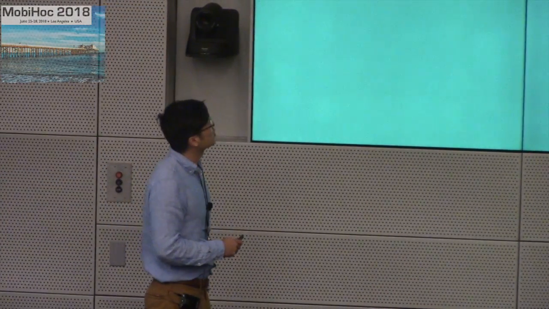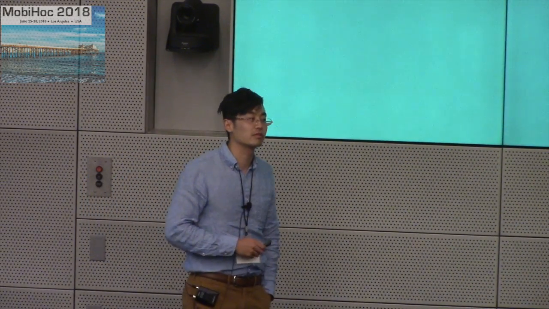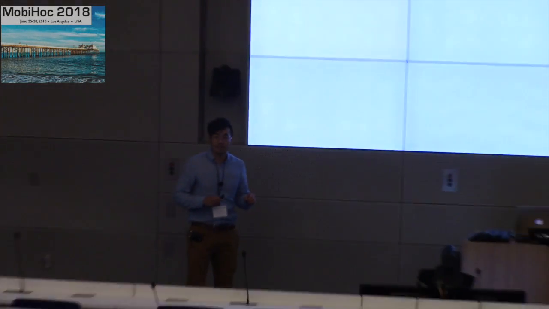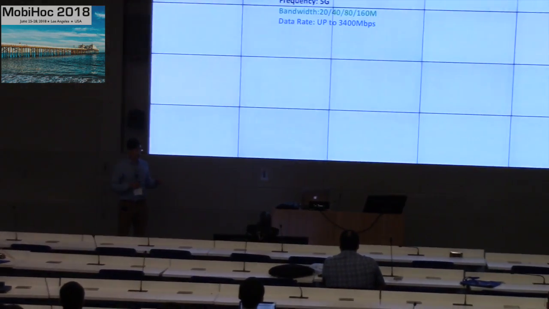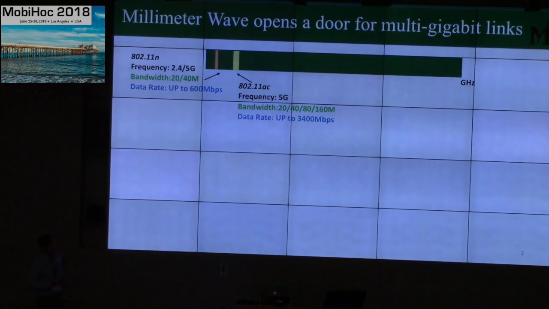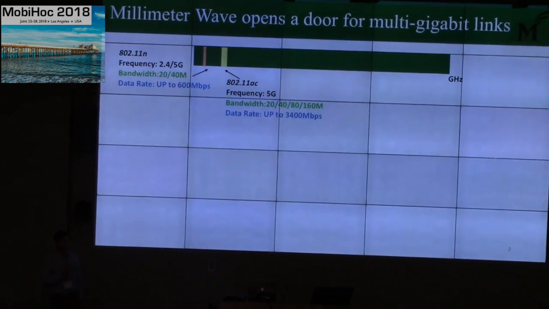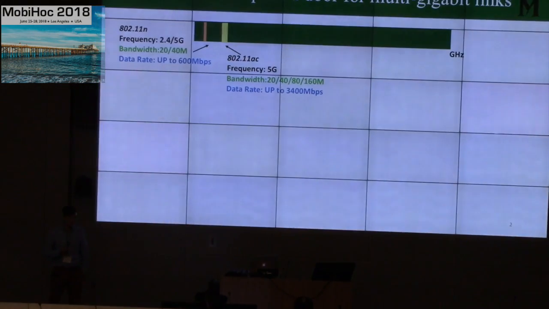Today I'm going to talk about mmChoir, a scheme we propose to exploit joint transmissions for reliable 60 GHz mmWave WLANs. Nowadays, Wi-Fi related traffic is increasing at a tremendous rate, and the current 802.11n and 802.11ac standards give us pretty high data rates with MIMO and OFDM techniques.